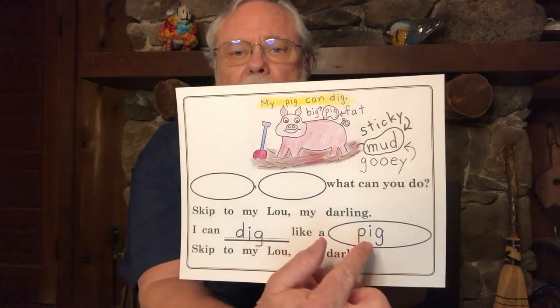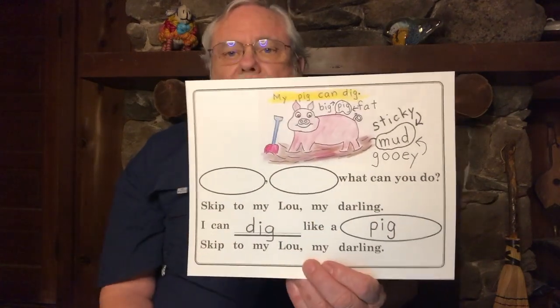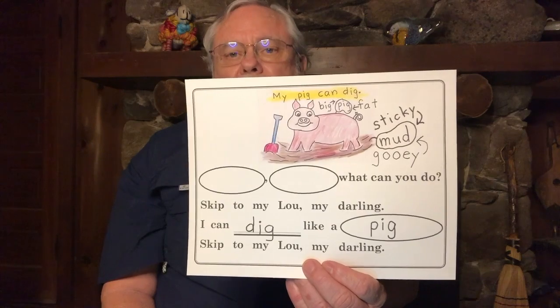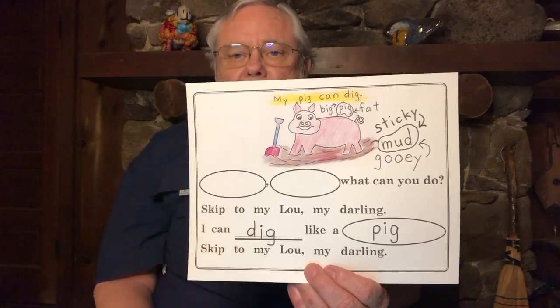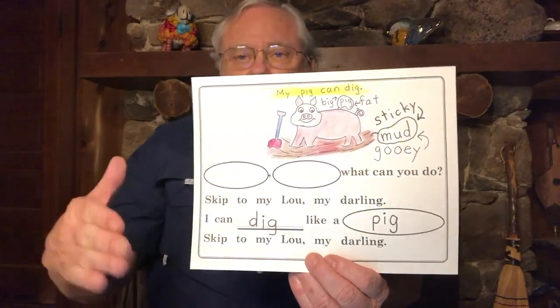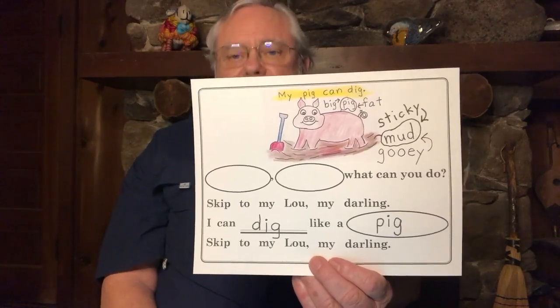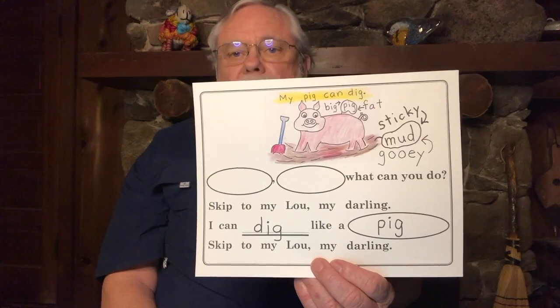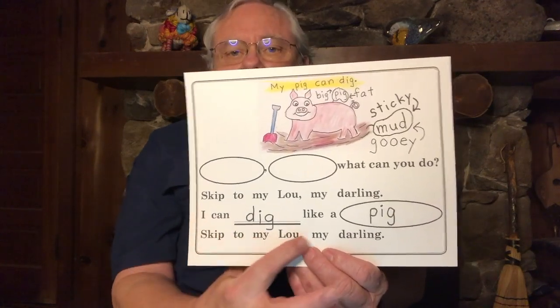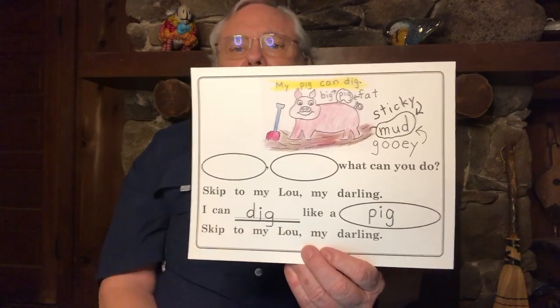Now we can put pig. We put pig over here so Sarah can act like a pig. And what is something that a pig can do? We talked about how pigs, if you put up a fence and you don't make it go way underground, they'll dig underneath it and get out. So pigs are really good at digging. And dig rhymes with pig. So we put, I can dig like a pig, skip to my loo, my darling.